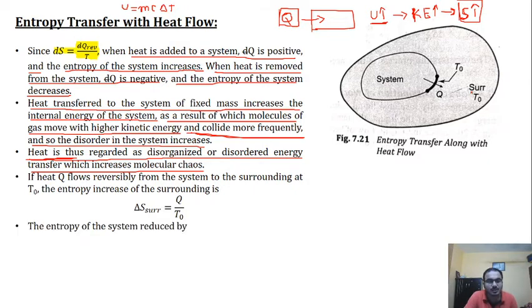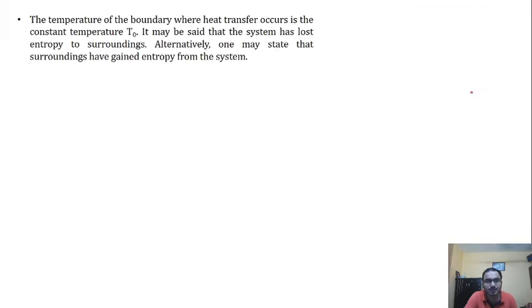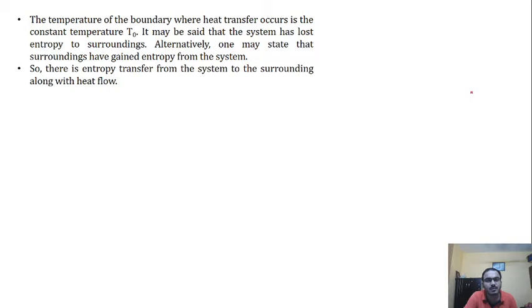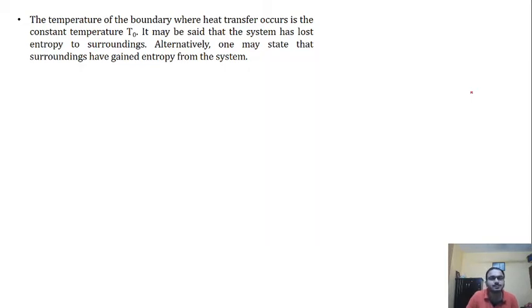Now the entropy of the system is reduced. Why is it reduced? Because the system is rejecting heat from itself. So delta S system is minus Q upon T0. So here the temperature of the boundary where the heat transfer occurs is constant temperature T0, as you have seen in our previous figure.